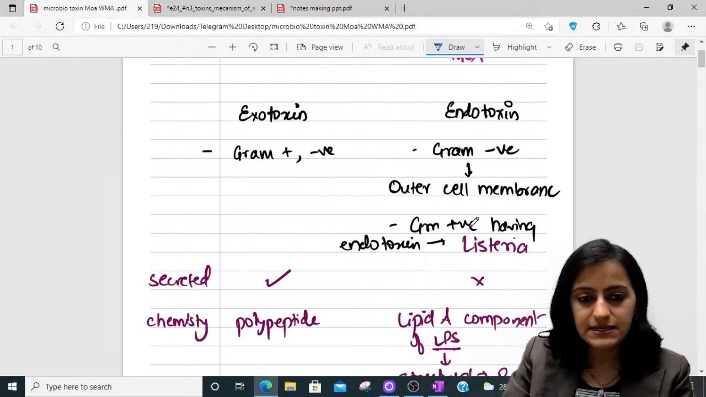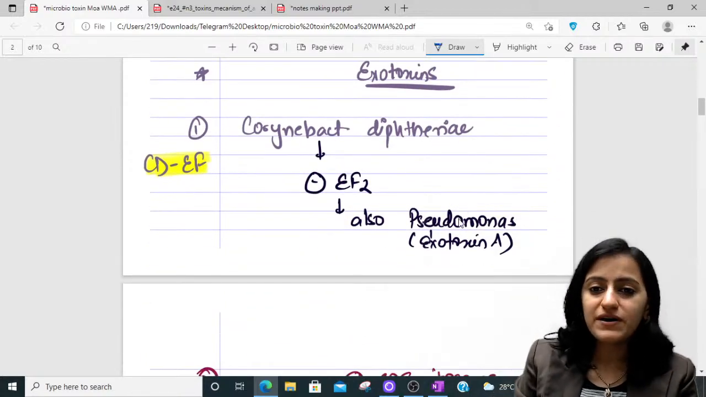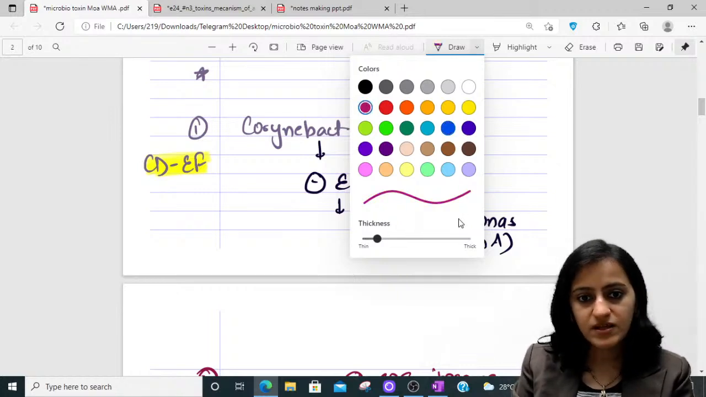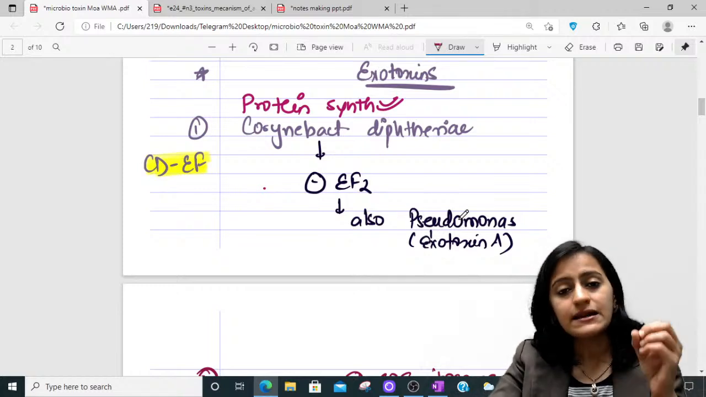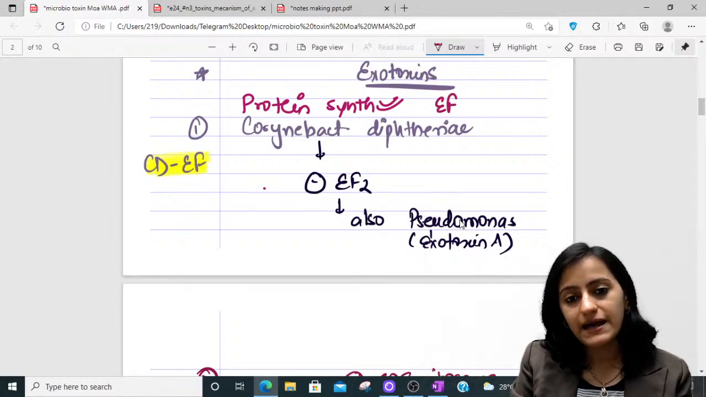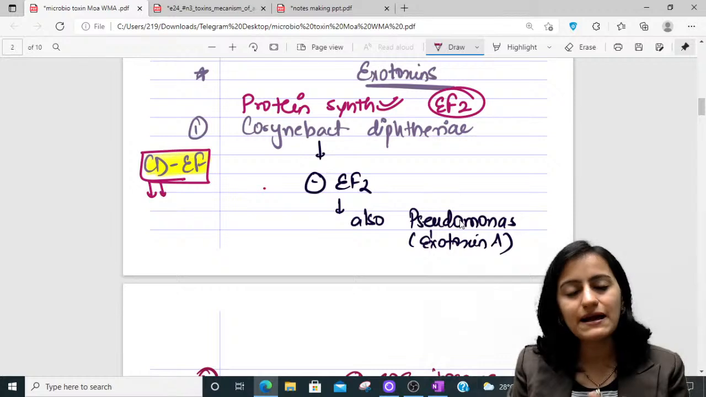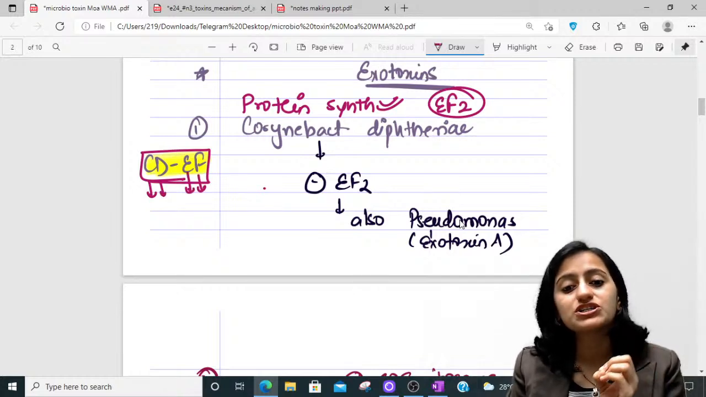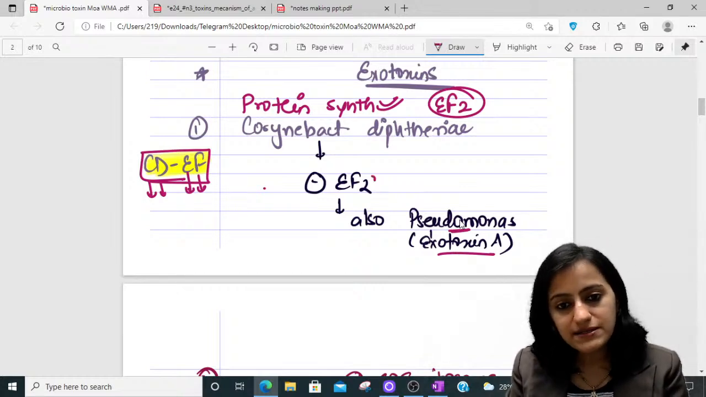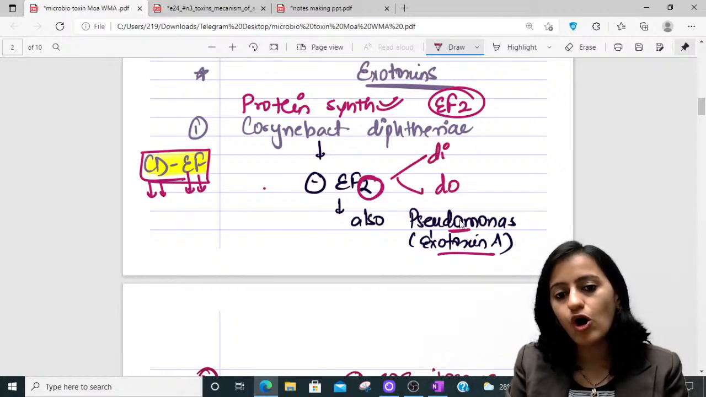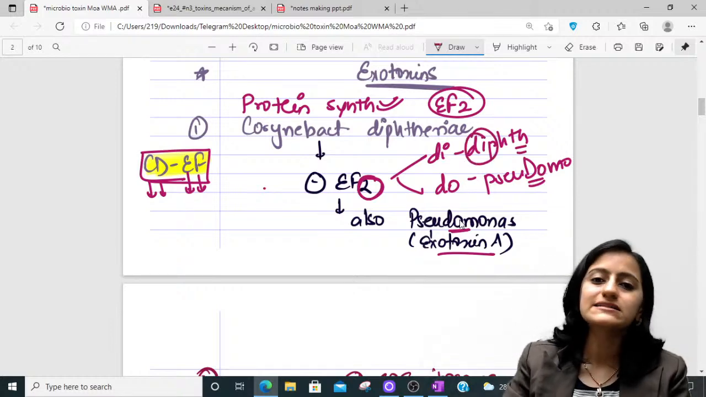So this we have seen basically, जो हमने अभी पढ़ा, the exotoxin and endotoxin, heat stable and all of those, the location of genes. Coming to exotoxin, the first mechanism of action of exotoxins is by inhibiting your protein synthesis. Now, which are the organisms which inhibit protein synthesis by ADP ribosylation of elongation factor 2? Remember, the mnemonic is CDEF, that is Corynebacterium diphtheriae, which acts by ADP ribosylation of elongation factor 2. Also your Pseudomonas exotoxin A acts by elongation factor 2. So you can remember this as elongation factor 2 is di or do. That is Corynebacterium diphtheriae and Pseudomonas. So elongation factor 2 is di and do.